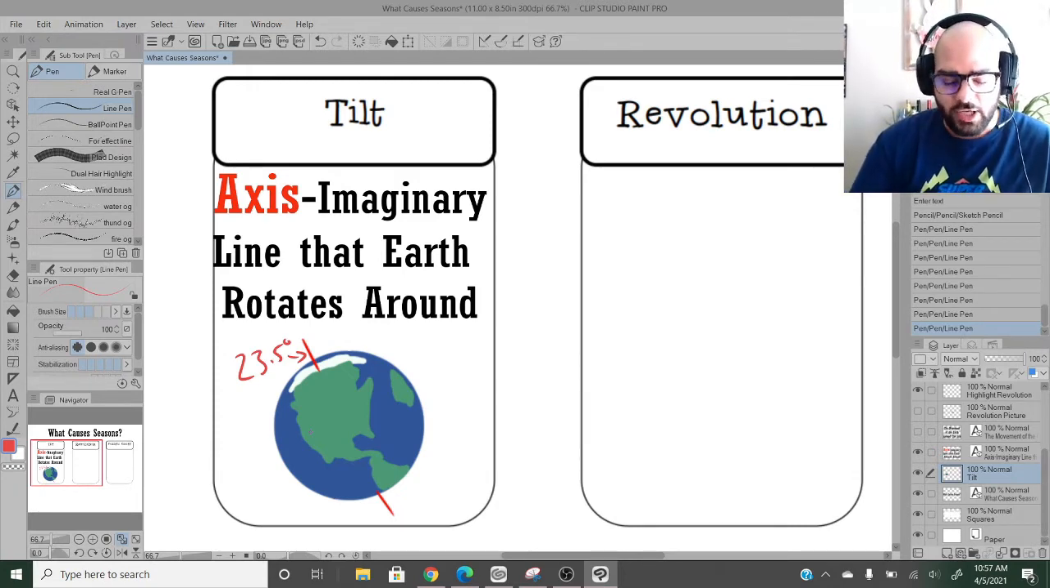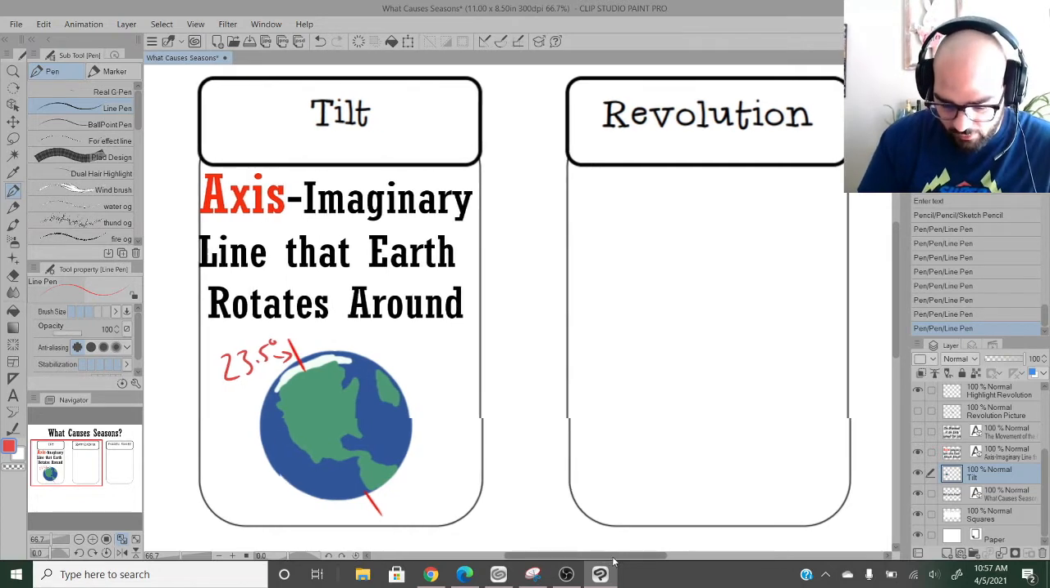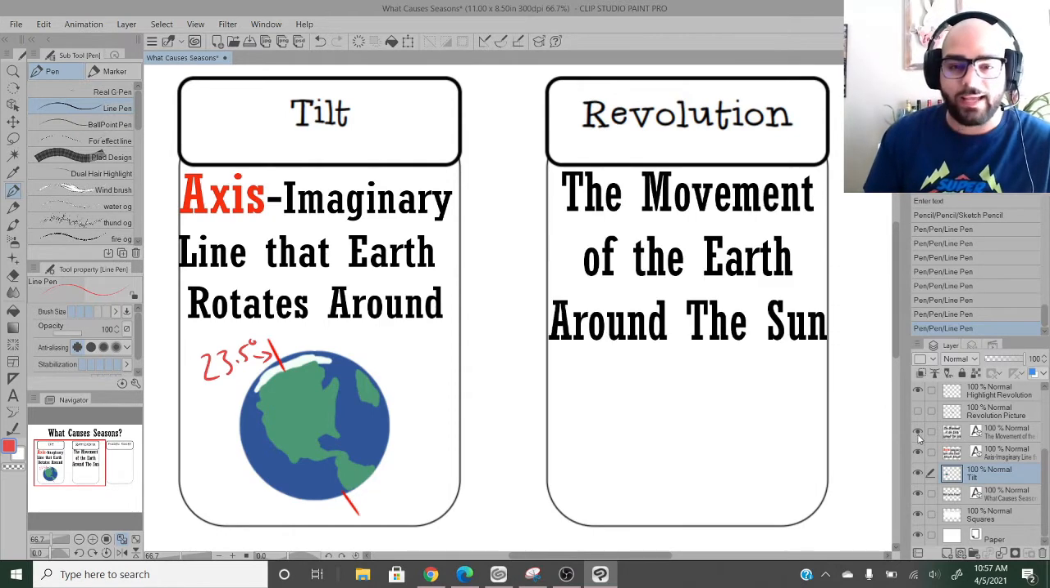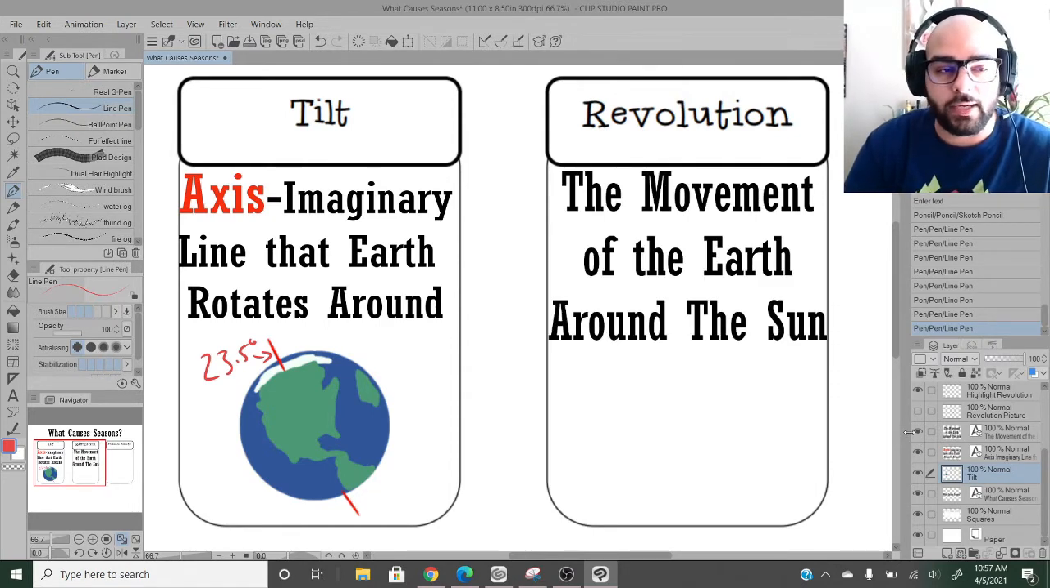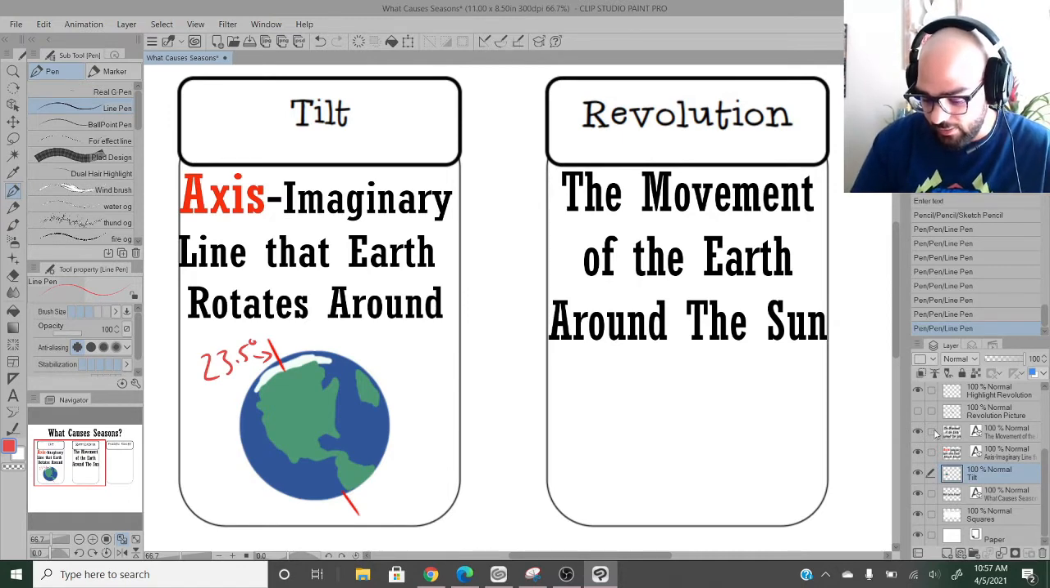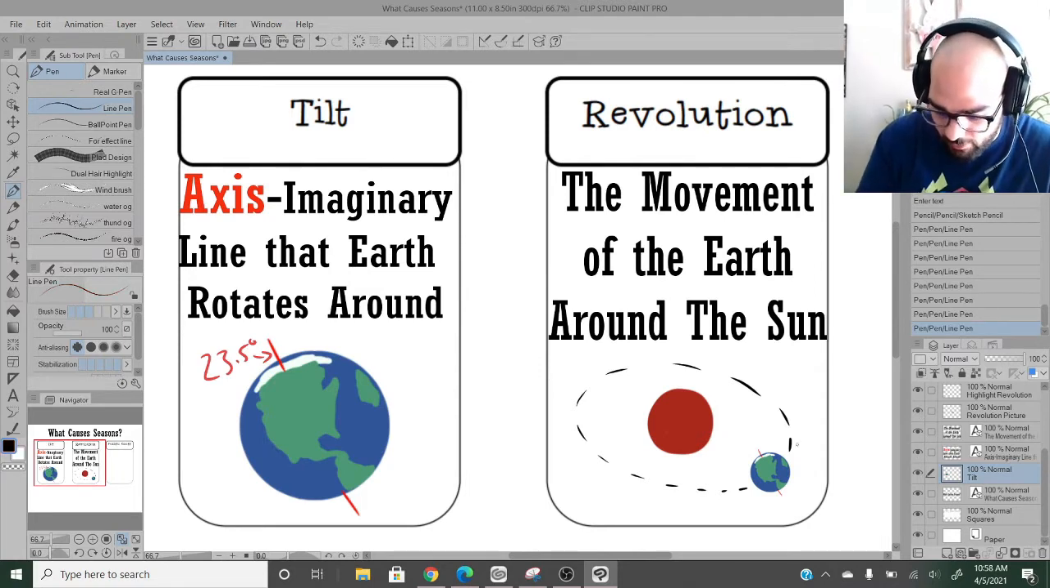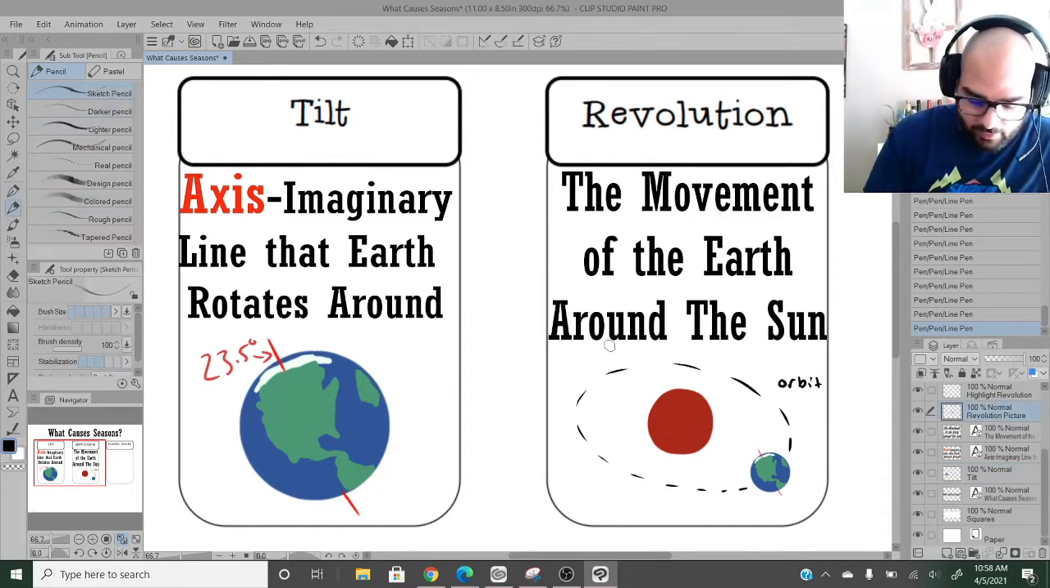Now, we talked about the axis. We're moving into revolution, right? We're not talking about like the Revolutionary War. We're talking about revolution as in the movement of the Earth around the sun. The Earth follows along an elliptical path known as an orbit. You've probably heard of this before, right? So it's a pathway that the Earth rotates around, okay? Or sorry, revolves around. And you guys can see that clearly right here.